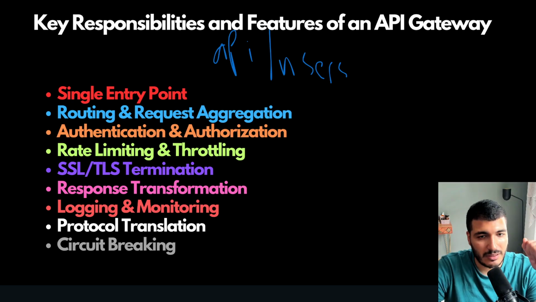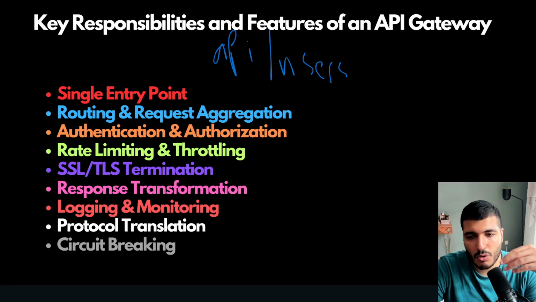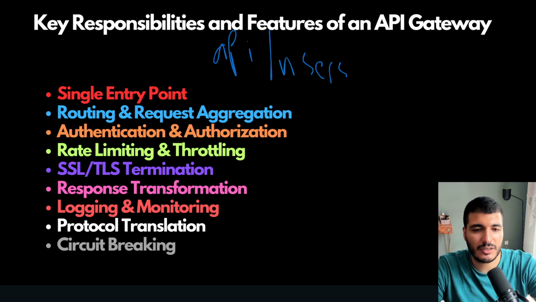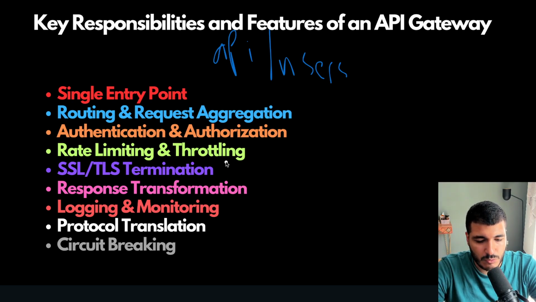Number four, rate limiting and throttling. It protects your backend services from being overwhelmed by too many requests from individual clients. The gateway can enforce rate limiting, rejecting requests once thresholds are met. Next, we have SSL and TLS termination. The gateway can handle the CPU-intensive encryption and decryption of HTTPS traffic, offloading this work from your backend microservices and allowing them to focus on business logic.